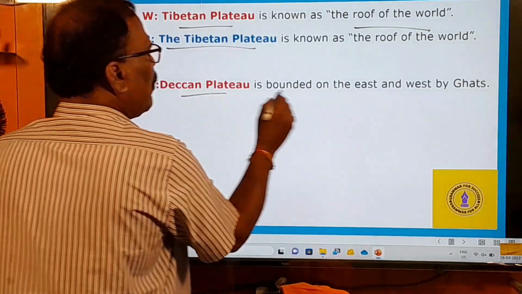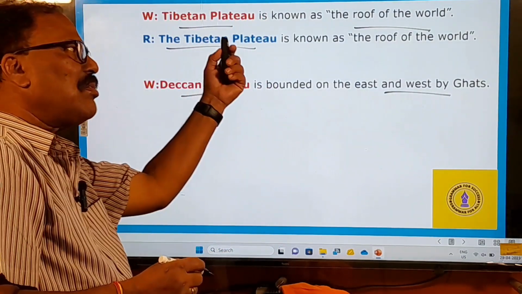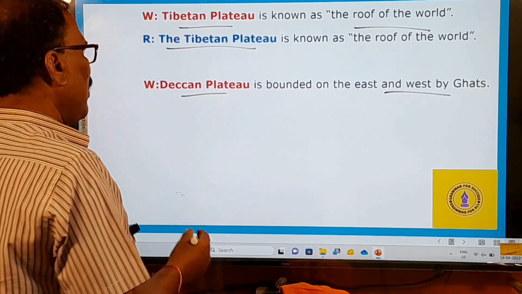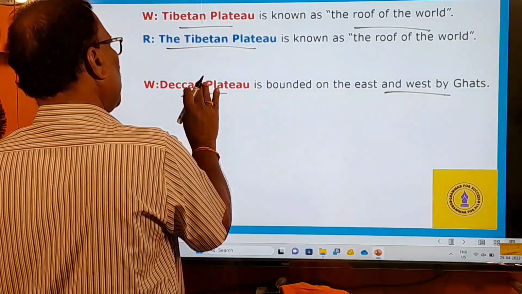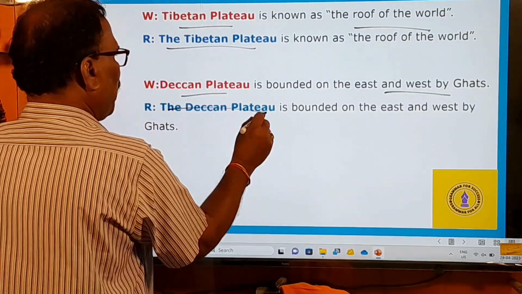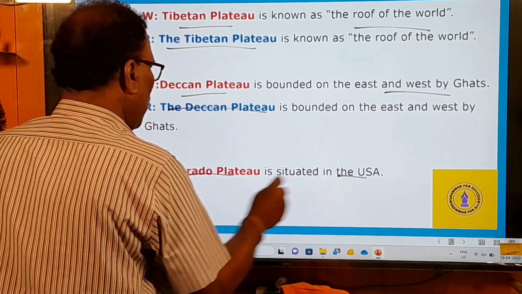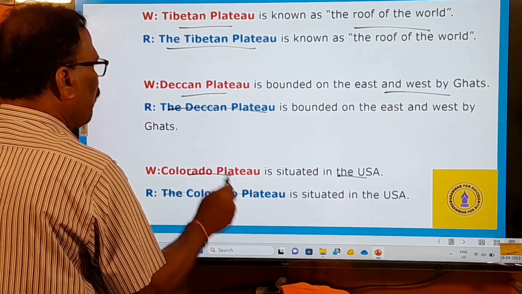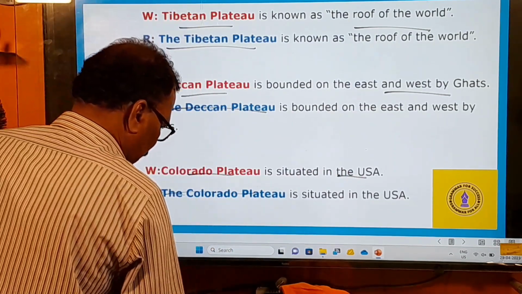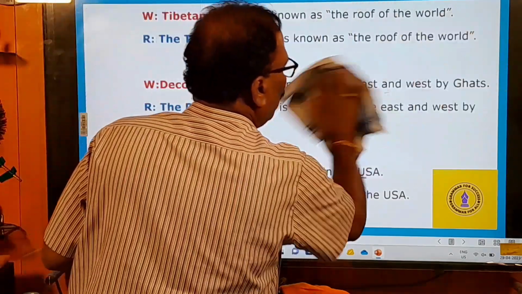And the Deccan Plateau is bounded on the east and west by Ghats. Eastern Ghats and Western Ghats, very well. This is in southern India, okay, the Deccan Plateau. Okay, Colorado Plateau is situated in the USA. The Colorado Plateau. In this way, it is there. Okay, we must use the definite article before the names of the plateaus, right?